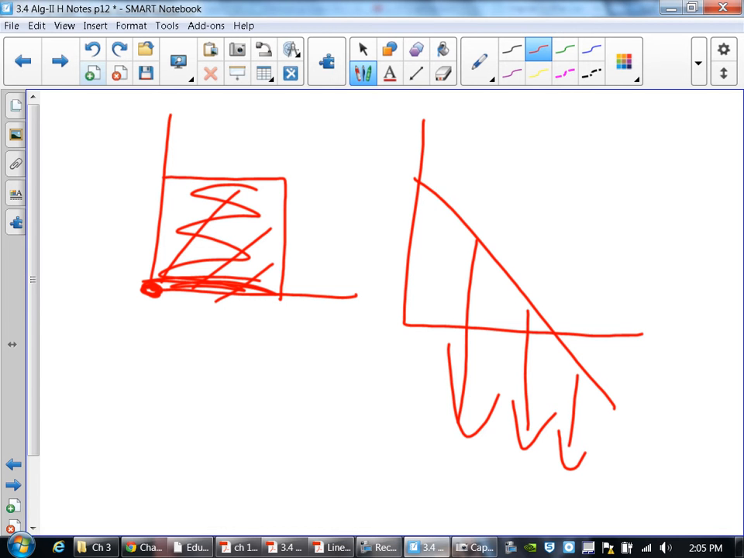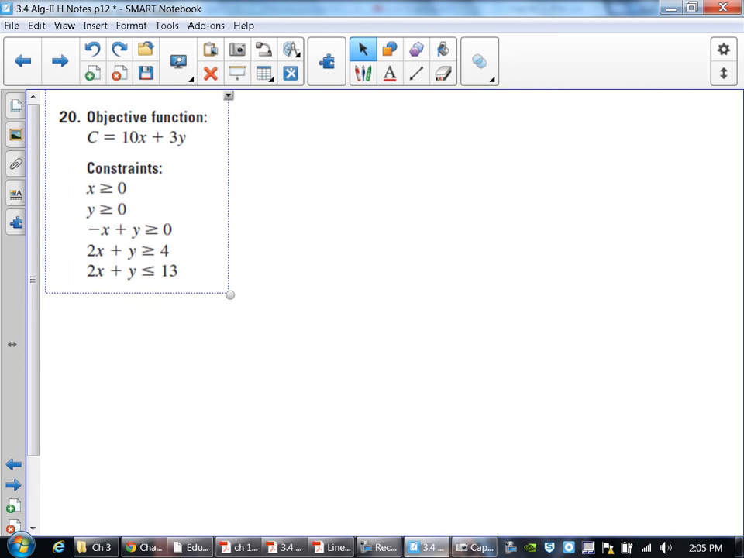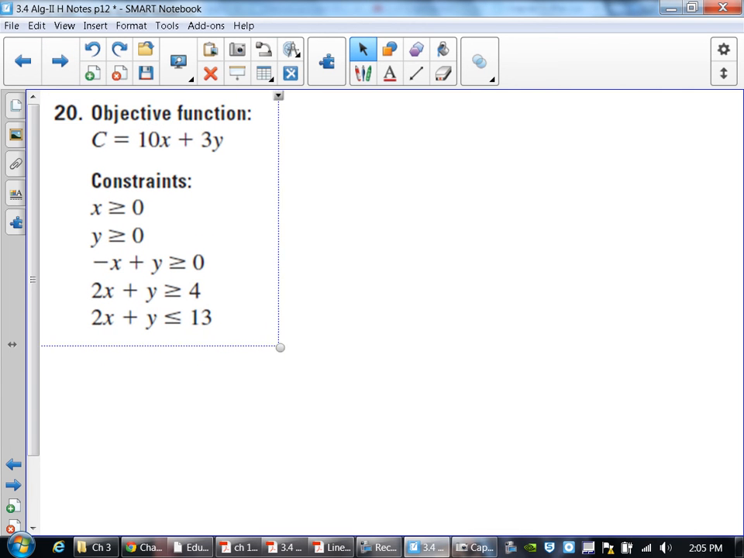Okay. I think, doesn't 19 have a no minimum, or an infinite minimum? 17. Okay. I thought 19 was. Well, when I was walking through this one a second ago, this is number 20. Oh yeah, when I go through 20, you are still first quadrant.